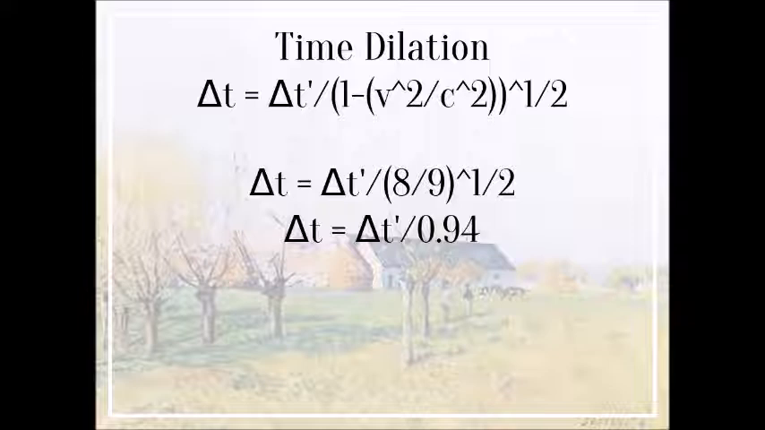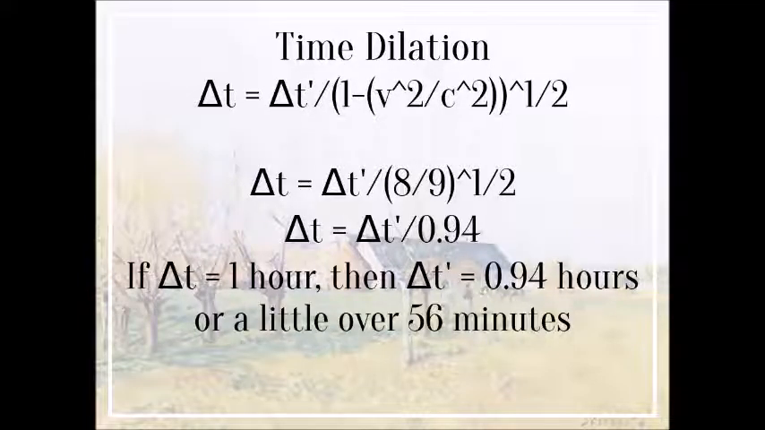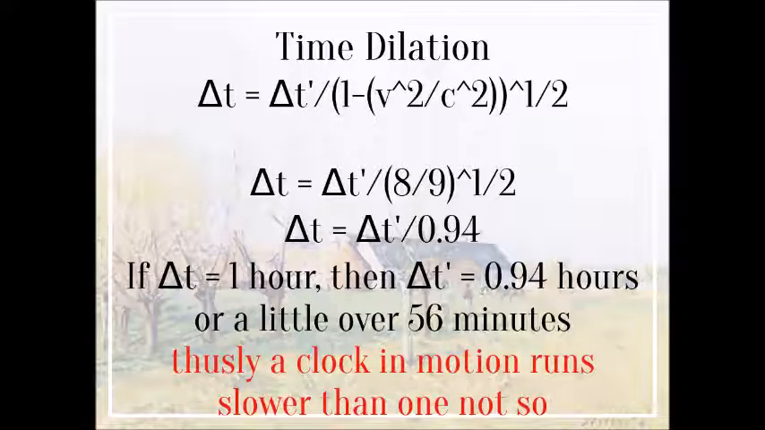This means that if we're looking at our clock on Earth and it says 1 hour has passed, then as we look up at the clock out in space traveling by the Earth, we find by its face that only 0.94 hours have passed, or in other words, about 56 minutes have passed. That's what's on the face of that particular clock. We therefore conclude that a clock in motion runs slower than the one not in motion relative to the observer. So now you know how to construct Einstein's time dilation equation from first principles.